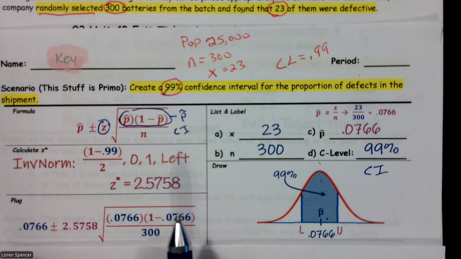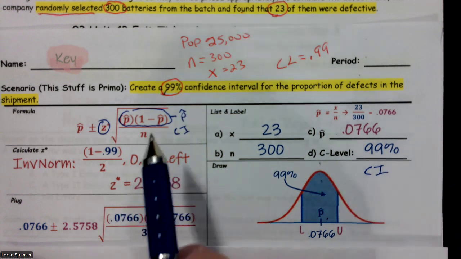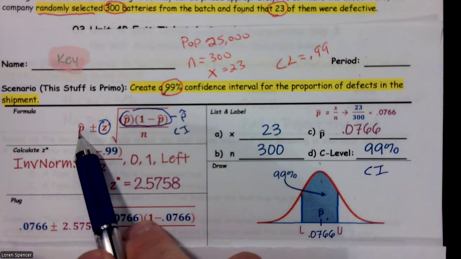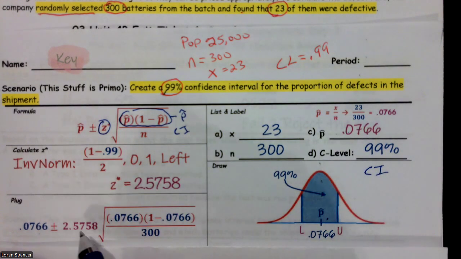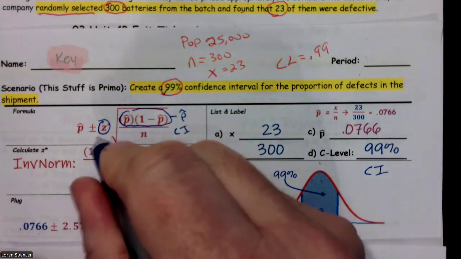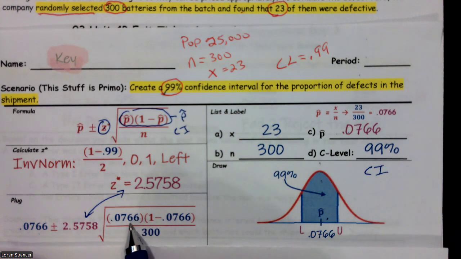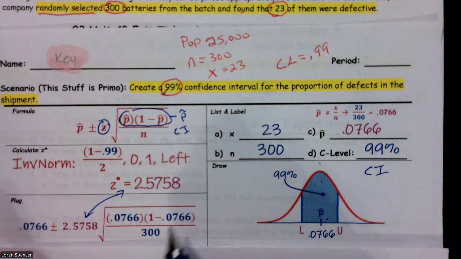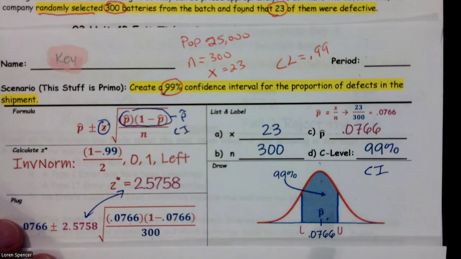We also now have the information to plug into our formula. P hat, our sample proportion, goes right here. The 2.5758, the Z star, we plug that in. And then, of course, please remember, as I said before, when we're working with a confidence interval, we're plugging in P hat here, not P. And we have a sample size of 300. So that's all of us plugged in.